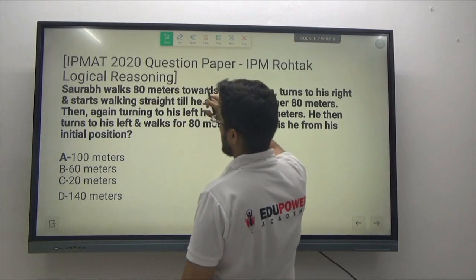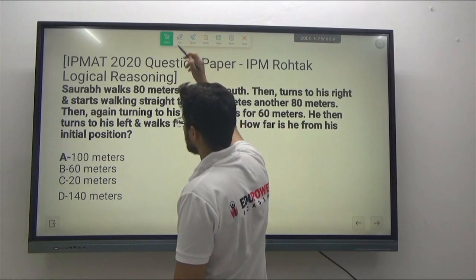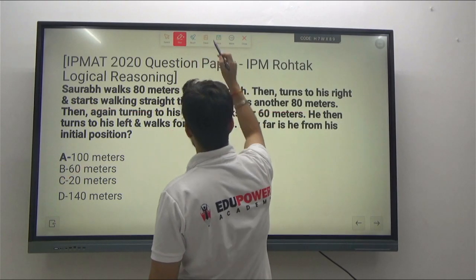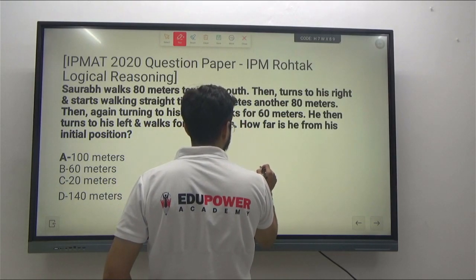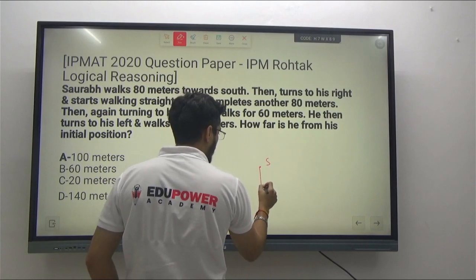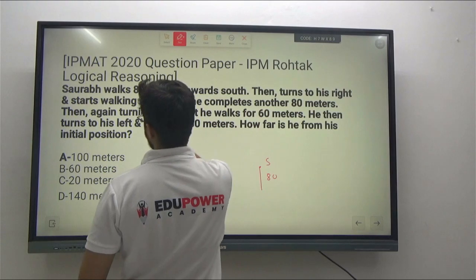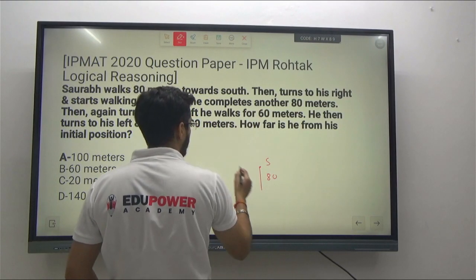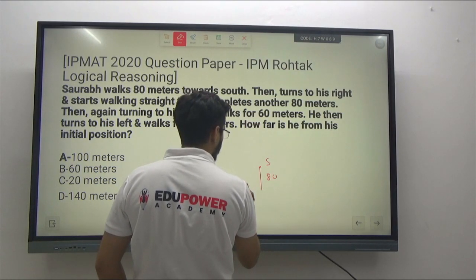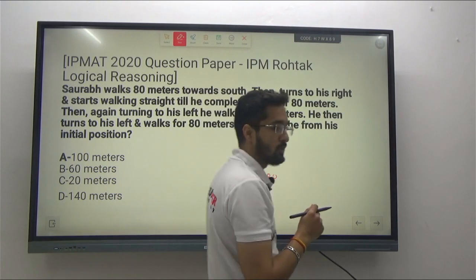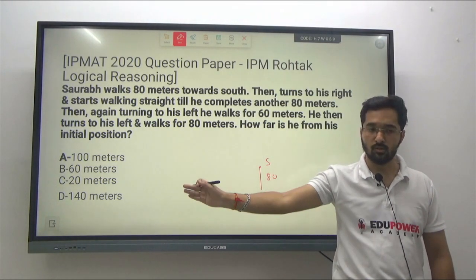Now, this is an IPM 2020 question paper, IPM Rohtak logical reasoning question. Let's try to solve this. Saurabh walks 80 meters towards the south, then turns to his right and starts walking straight till he completes another 80 meters. South, then again a right turn. Now he is going this way. If he turns to the right, he will turn in this direction.